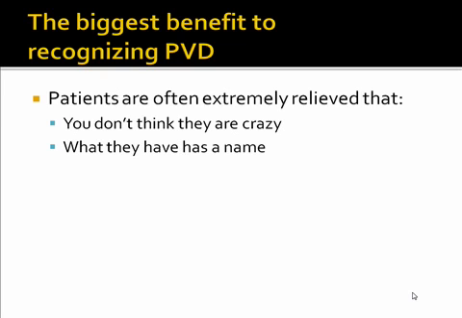The biggest benefit to recognizing progressive visuospatial dysfunction is this. Even if you offer very little in terms of treatment, patients are often extremely relieved that you're taking them seriously. Many of them feel that everyone will think they're crazy, especially if they're having hallucinations. Oftentimes, they're also extremely relieved to know what they have has a name and is something that is, at least at some level, understood by their care providers. For this reason, just being able to give them this diagnosis is often extremely rewarding.